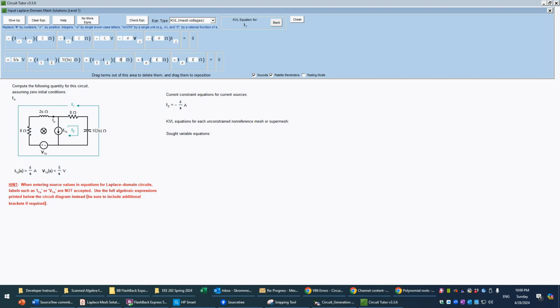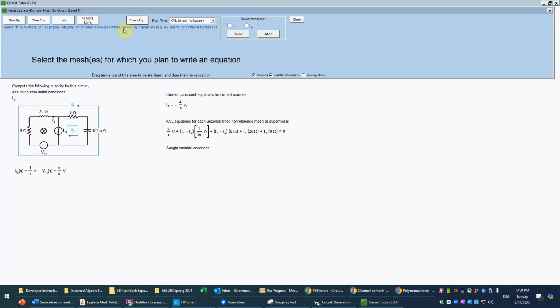And I'm using the tab key here to go easily from one text box to another. And then for the 2s, we'll have just I1 going through that, nothing subtracted, because this is the reference mesh whose mesh current we're assuming is 0. So that will just be the 2s. And then the second one would be I1. And we could have combined these into a single term if we like, but I just did it separately. So that'll be times 8. Okay, so we'll check that equation, and that is correct for our KVL equation. That's the only one we can write here.